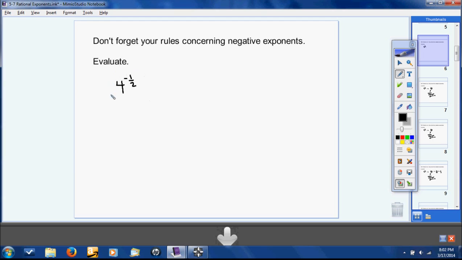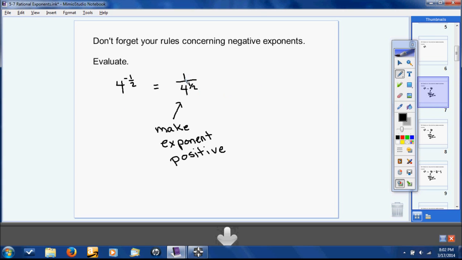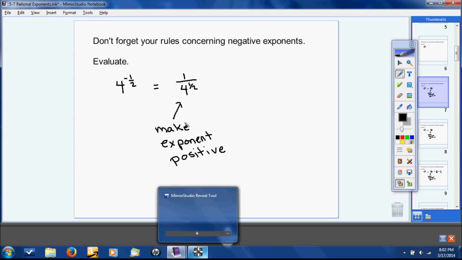So we're going to take a look at this one. What happens if you just had a regular negative exponent? Remember, the negative would tell you that this whole expression is not where it belongs in a fraction. This would mean that you would rewrite it as 1 over 4 to the 1/2 so that the exponent turns positive. That's what I mean about don't forget your rules about negative exponents. So you're going to make the exponent positive.